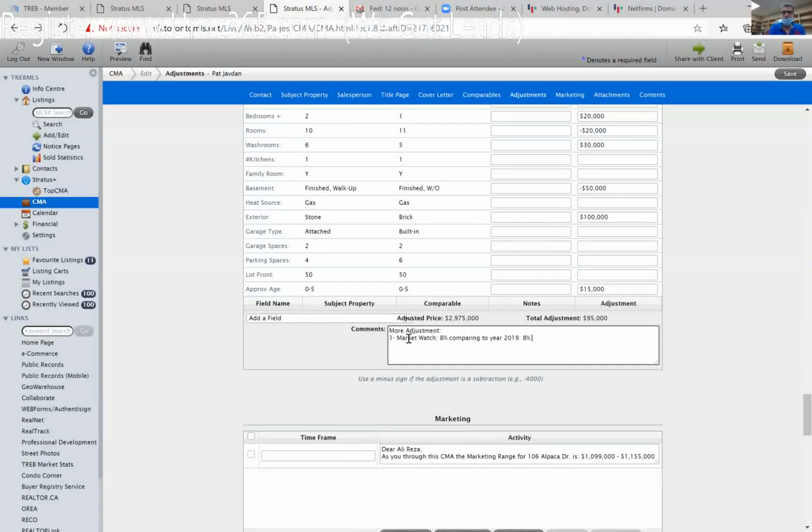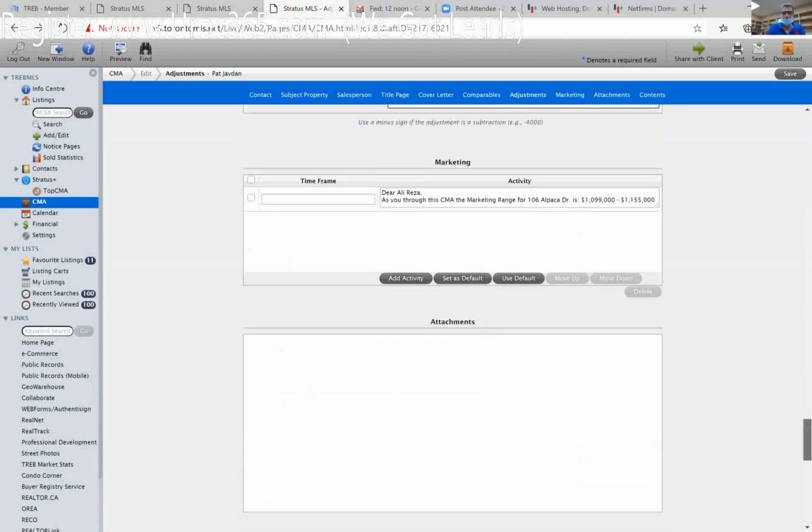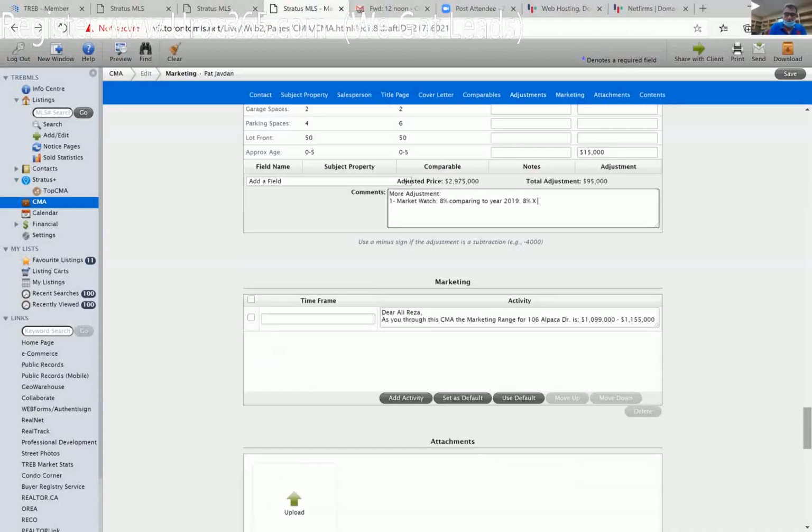Multiply by how much the price was? 2 million something. 2,880,000. This becomes how much? 288,000 multiplied by 8% is 230,000.